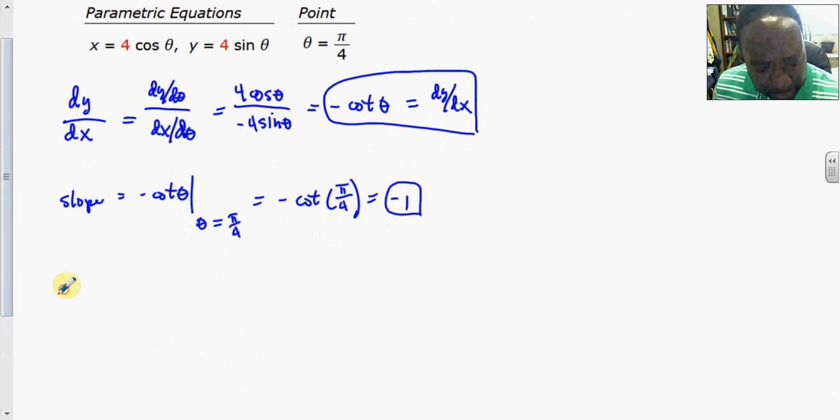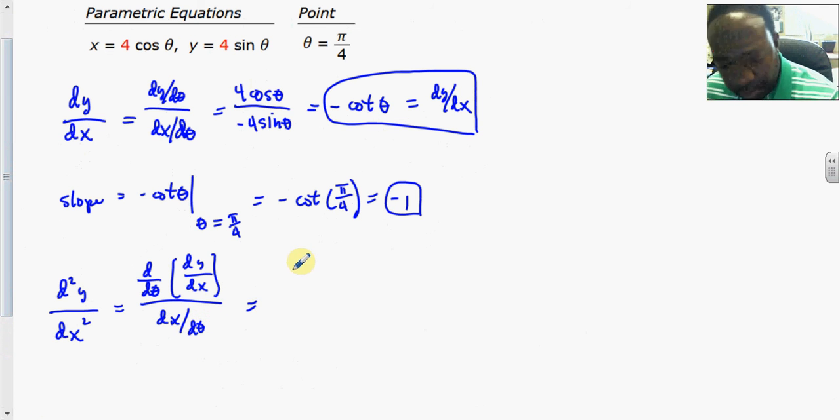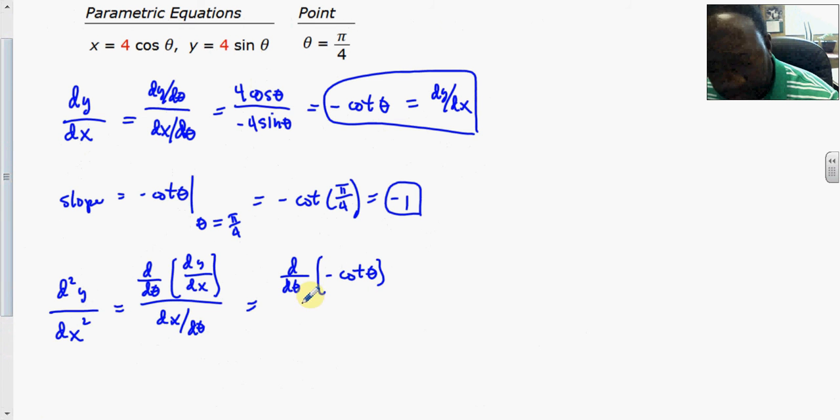Now what about the second derivative? Again, this is the derivative with respect to the parameter, theta, of the first derivative, divided by dx d theta. So we take the derivative of the first derivative, that was the negative cotangent theta, and that's all over dx d theta, which gave us negative 4 sine theta.